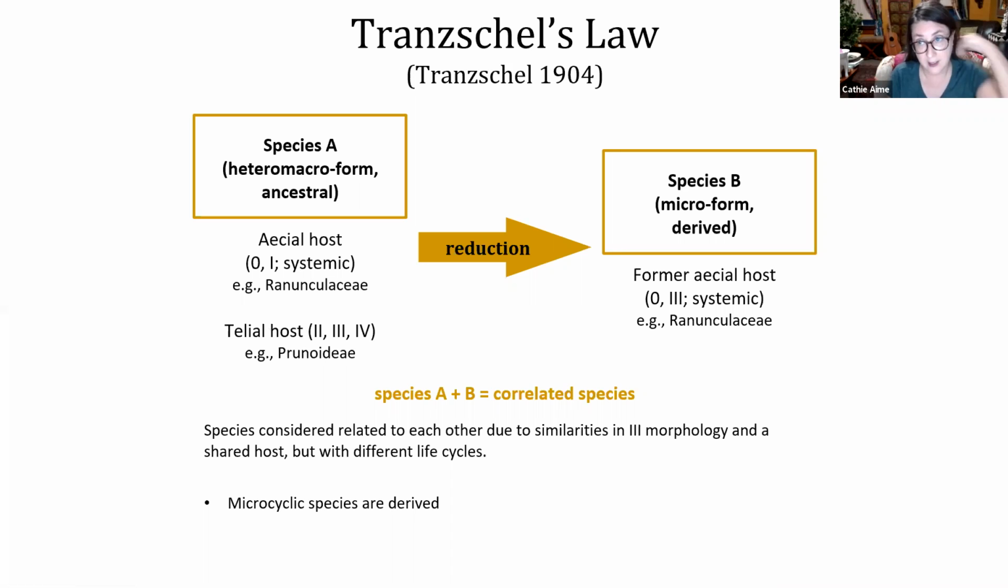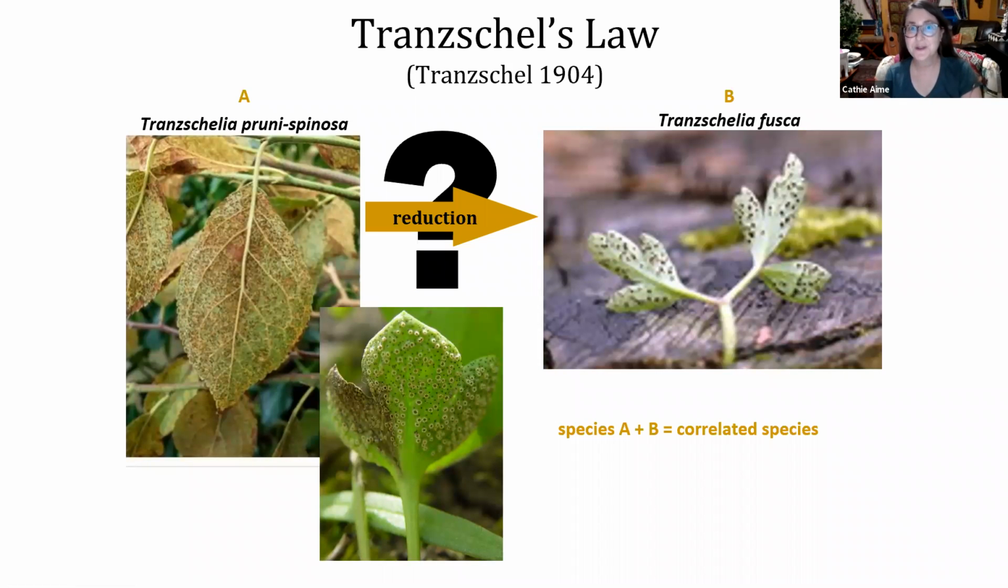We can do that now again, of course, with genetic analysis. He had only his brains to go on, but we've got DNA. And so this is what the particular rusts we tested this idea with look like. This is a rust called Tranzschelia, fittingly named after Tranzschel, so this is the one we chose to work on. But here's Tranzschelia prunispinosae, which alternates between a prunus and an anemone, and then Tranzschelia fusca, which is a microcyclic form, which is only on the anemone. And we look for evidence that these were correlated species.